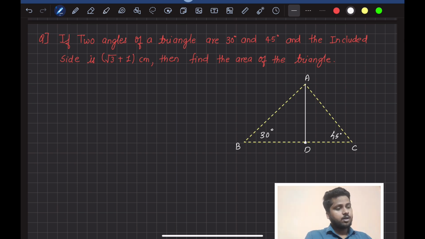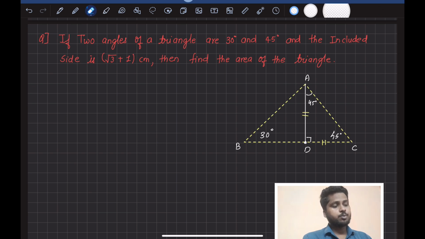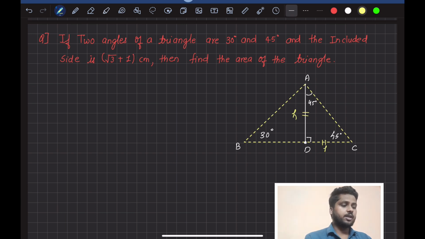Okay. Now if it is perpendicular, students, then definitely this value is again 45 degrees, because one of the angles is 45 and one is 90 degrees, so the remaining will be 45. So if it is 45, then these two sides are equal. Because the angles are the same, the opposite sides will be the same. So let us keep this value as H, so DC is also equal to H.